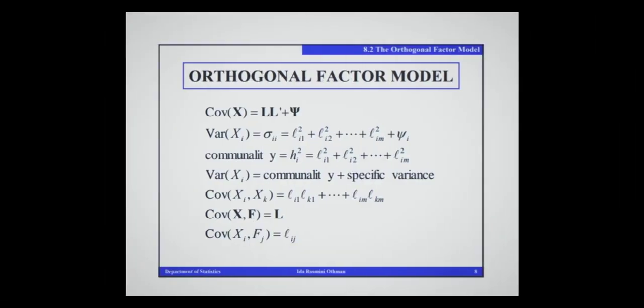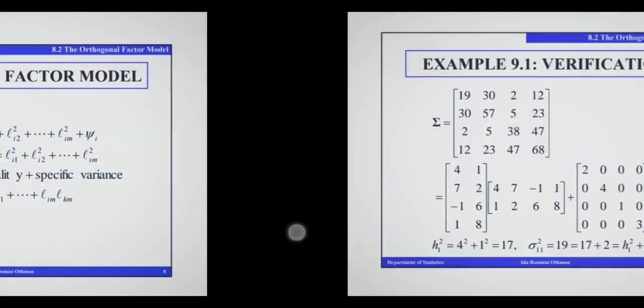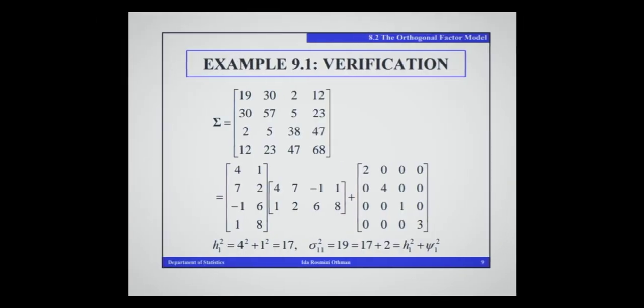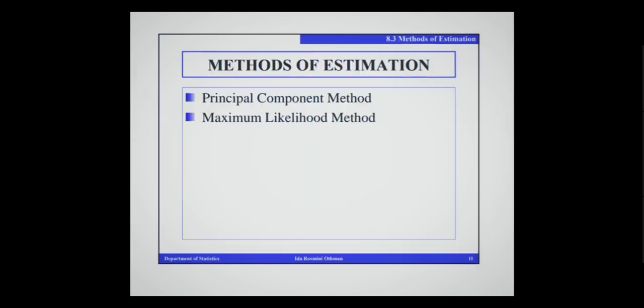Okay, itu matrix, dia punya pengenalan untuk orthogonal factor model. So next topic nanti kita dalam method of estimation kita akan tengok we will use all these values lah, macam nak cari communalities, the variance and so on. Okay, so next adalah method of estimation. We have two methods, which is the principal component method dan juga maximum likelihood method. But for today, I will focus on the principal component method.